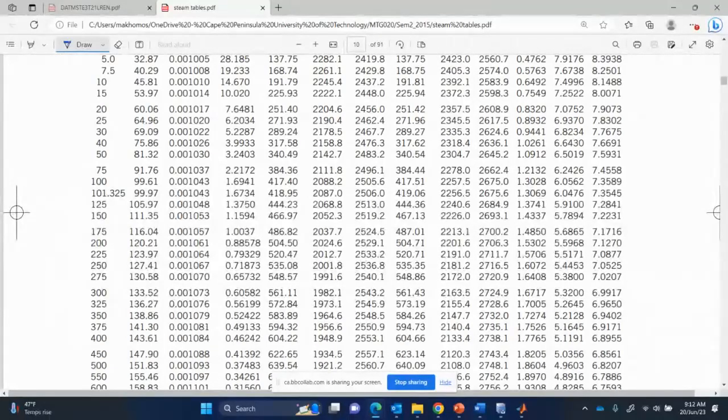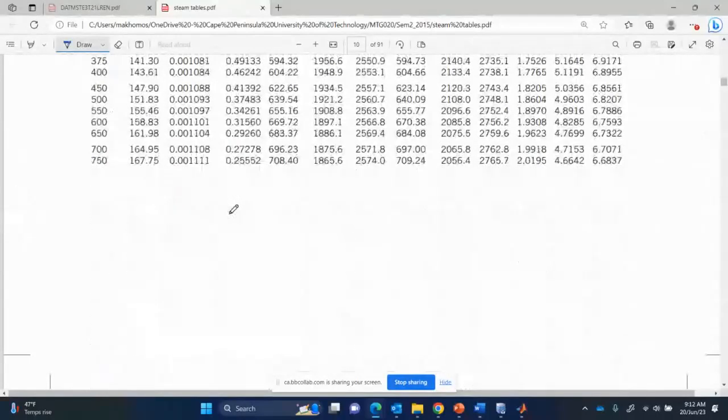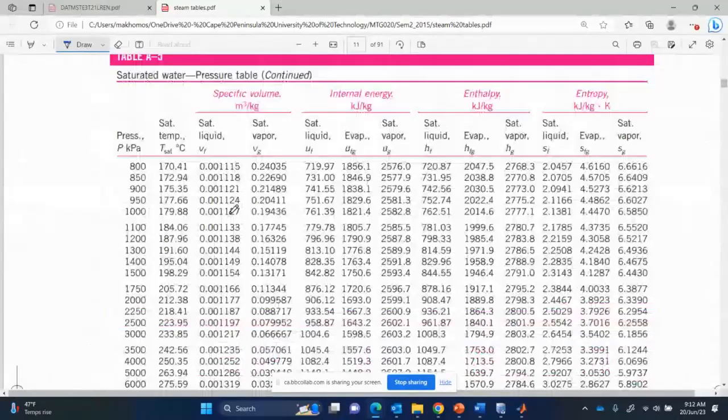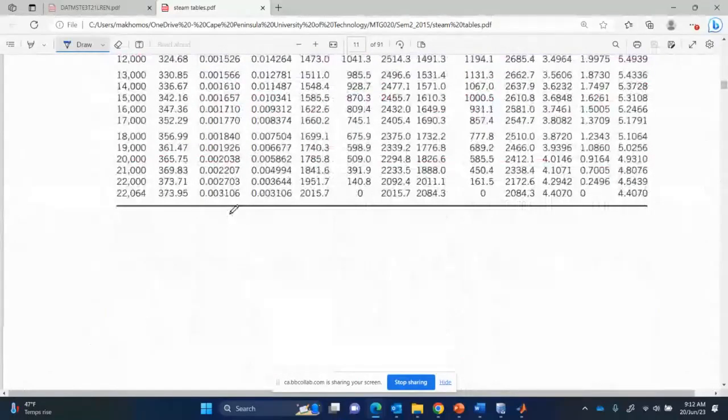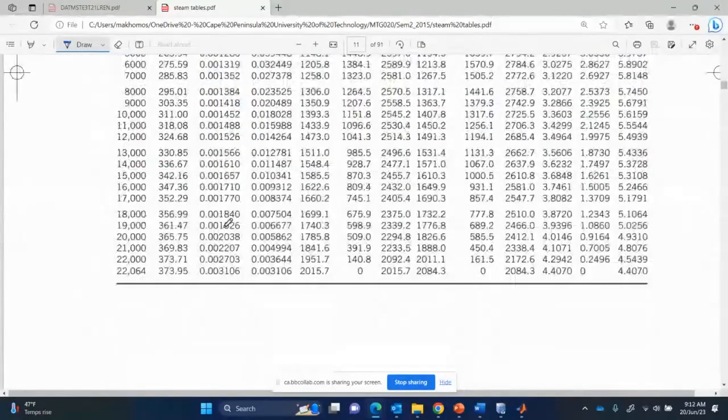We saw the critical point of water. We also saw the triple point of water. So this table actually is a continuation of what we learned last week. And then we scroll down until we are done. The last two values under the pressure table are the critical values again. The critical pressure is 22 megapascals, and the critical temperature of water is 373. So now we are done with wet steam and dry steam.